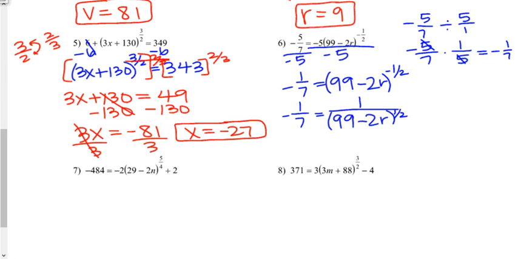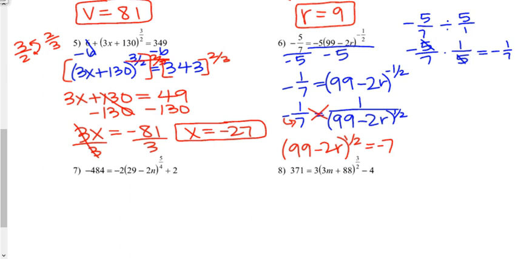Okay, so at this point, what you can do is cross multiplication, because I have one fraction equal to another fraction. I'm going to keep the negative with the 7 so that I get negative 7 on the right side. So I have (99 minus 2r) to the power of positive 1/2 equals negative 7.